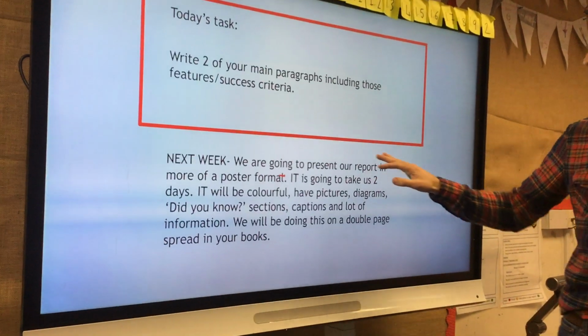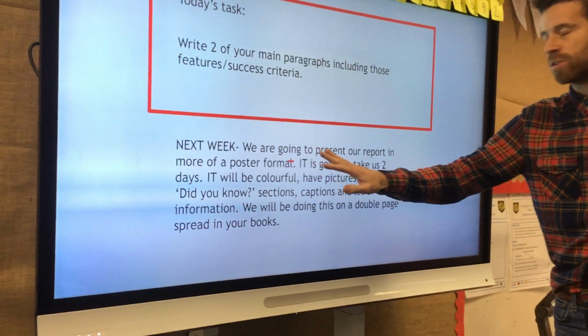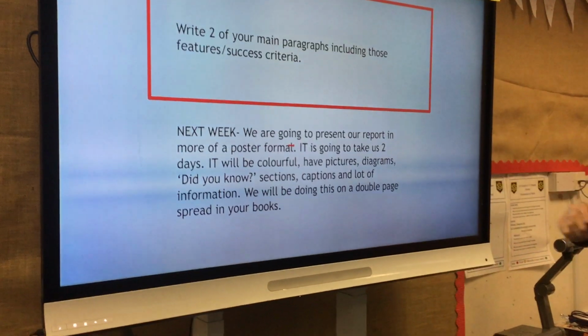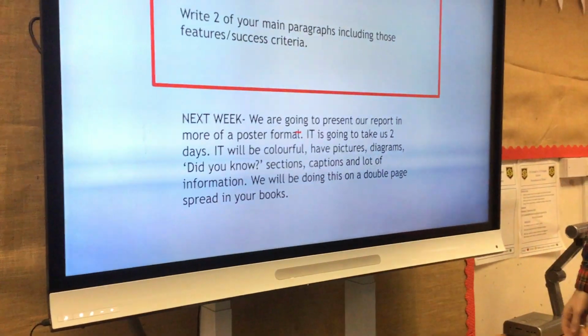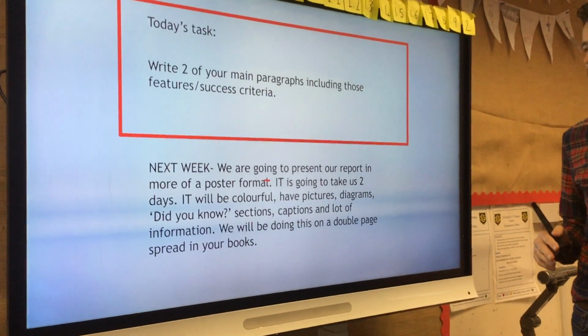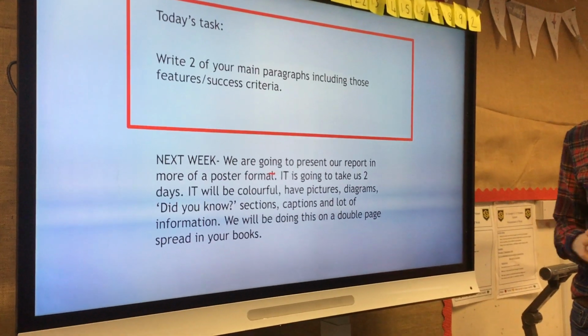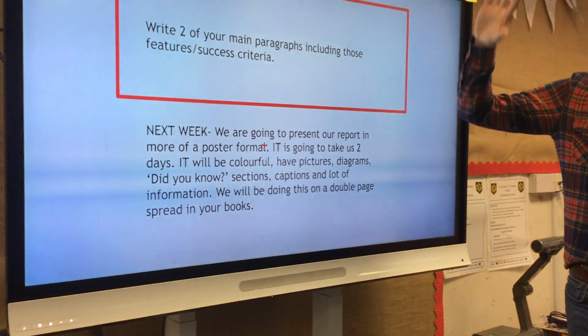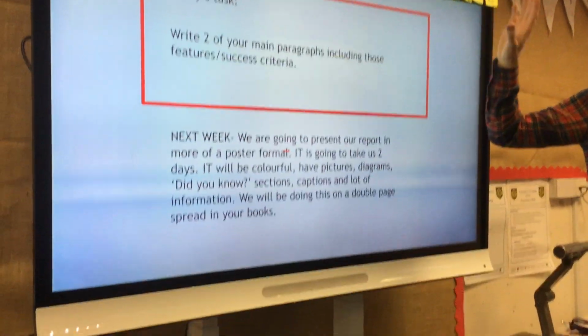Next week, we're going to present our report in a more of a poster format. It's going to take us 2 days. It'll be colourful, have pictures, diagrams, did you know sections, captions, and lots of information. And we'll be doing this on a double page over 2 days. Okay, so that's going to be the exciting bit. We're just doing the legwork for that bit today.